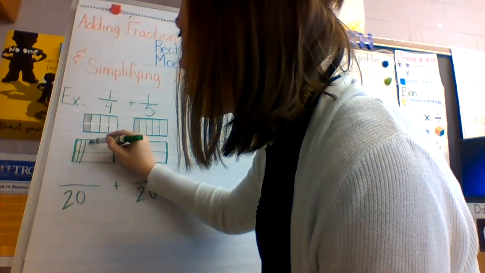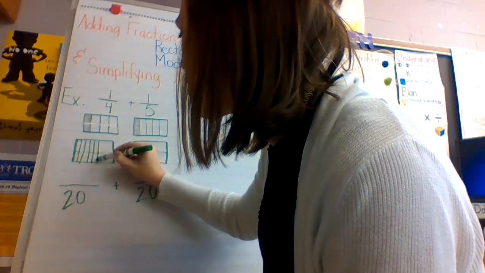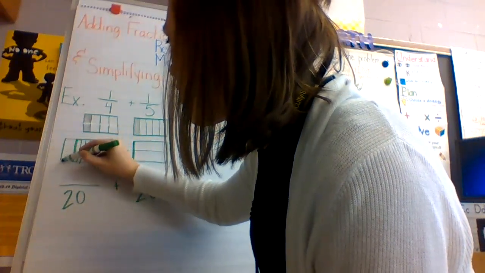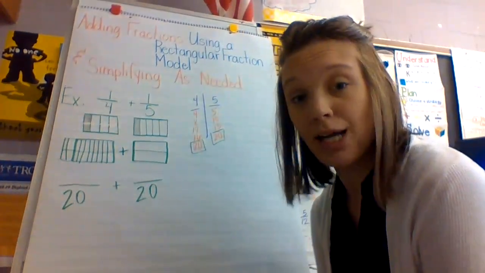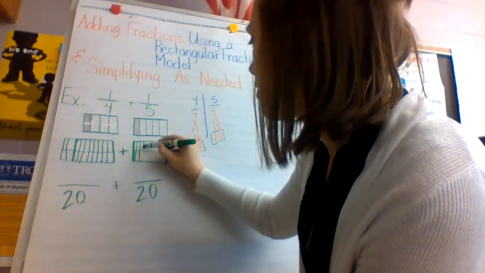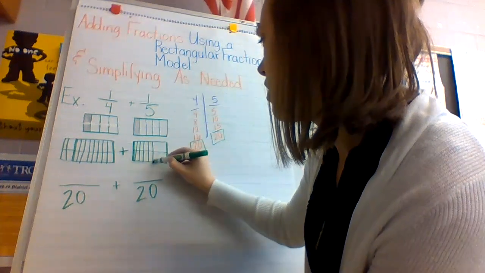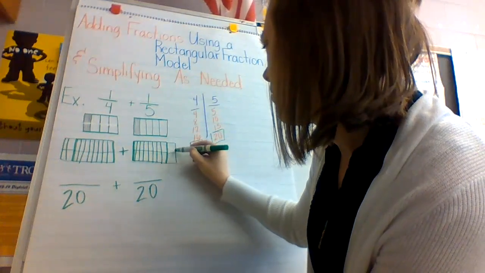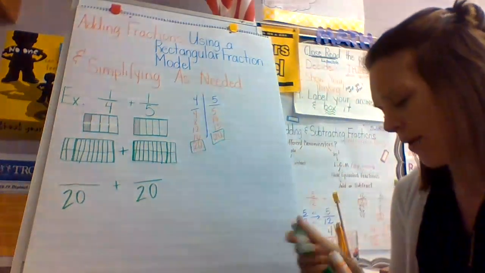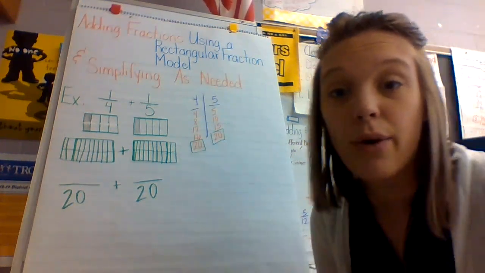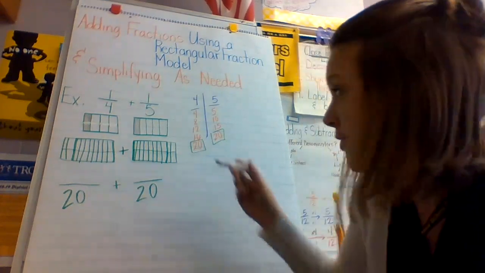2, 4, 6, 8, 10, 12, 14, 16, 18, 20. I'm not an artist. I am not Picasso, but this is the best that I can do. All right. 2, 4, 6, 8, 10, 12, 14, 16, 18, 20. All right, now I have my fraction models. Okay, now I can make equivalent fractions with my new denominators.